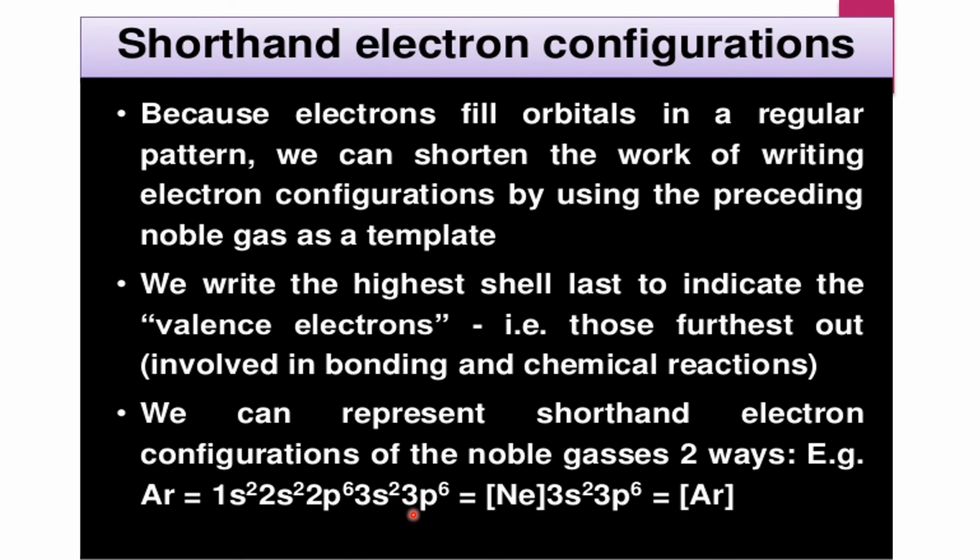So instead of writing it so lengthy, it can be written in short as Ne in square brackets, which represents the electronic configuration of neon, whose atomic number is 10. So instead of writing 1s2, 2s2, 2p6, it is written as neon's electronic configuration and its continuation, 3s2, 3p6. So this can be written as Ar in brackets, which represents the electronic configuration of argon. The elements which follow argon can be represented using this template.